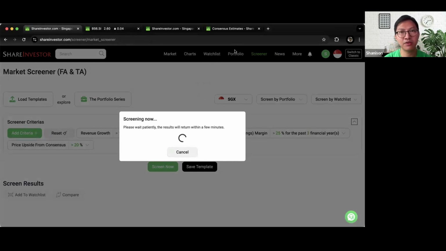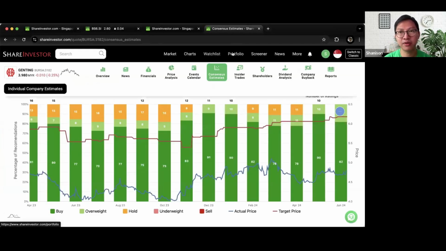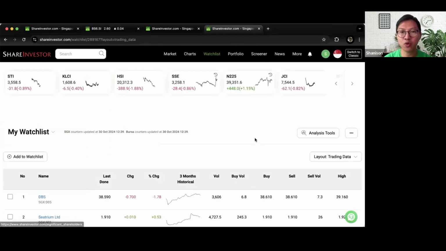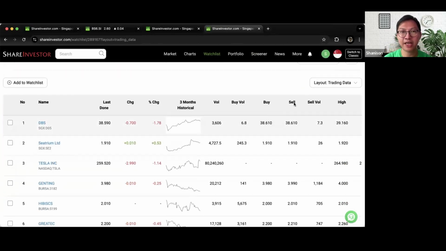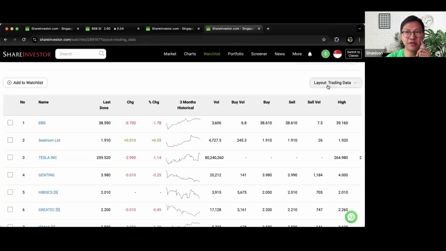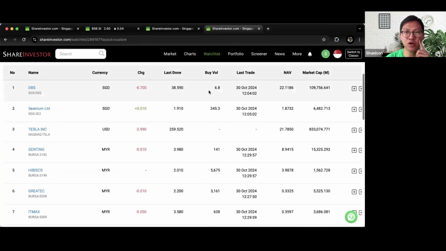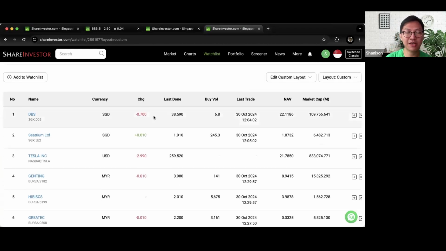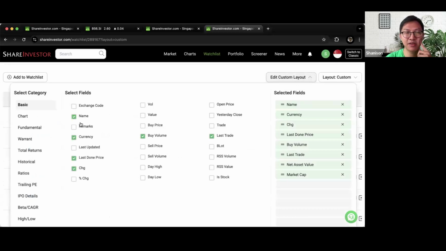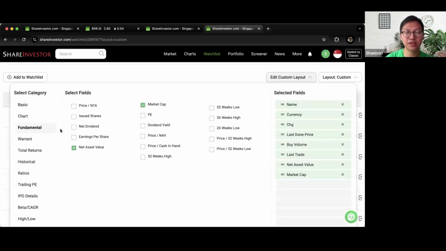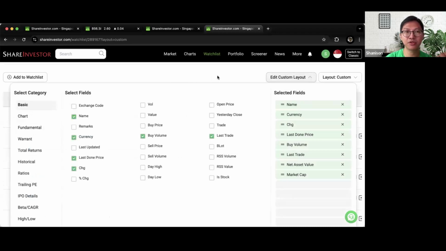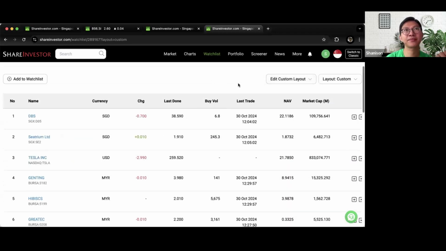So let me share with you the folio watch list. Once you add into your watch list, you can do some sortings. You can also use some custom columns, which we have shared previously. So these are potential companies you're looking for, and then you can use the custom layouts. We have quite a lot of filters and fields for you to use, and based on that, you can further sort your stocks from there.